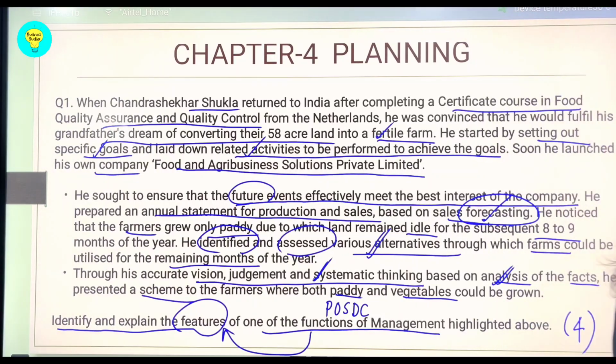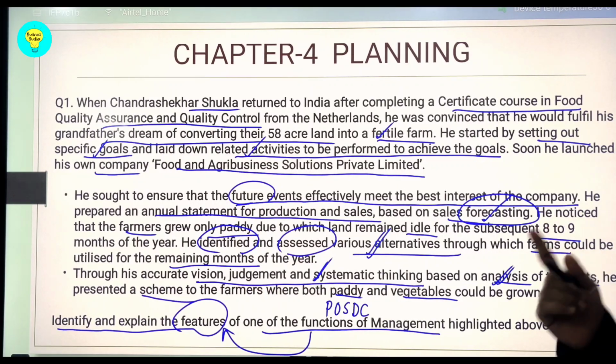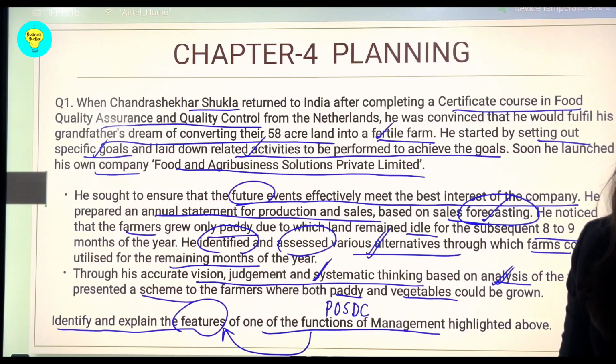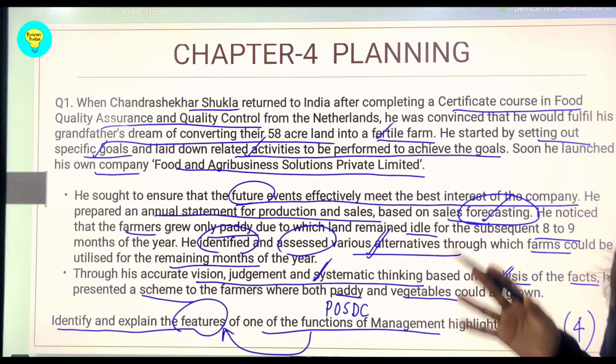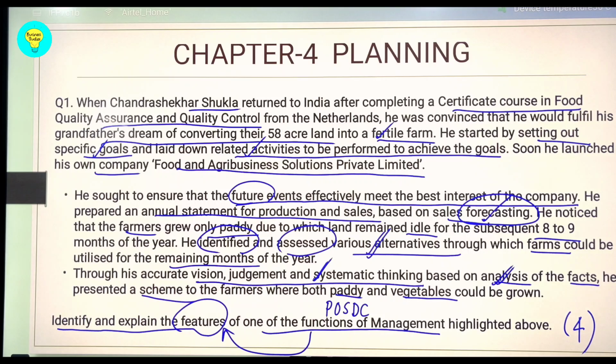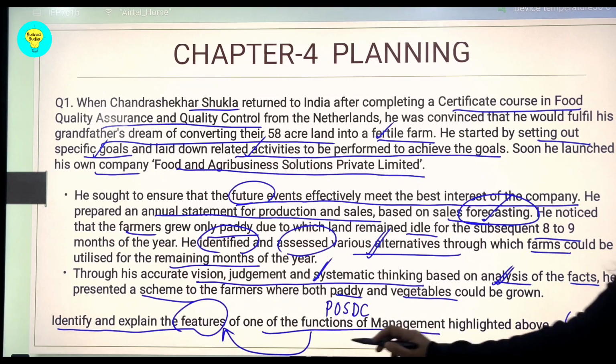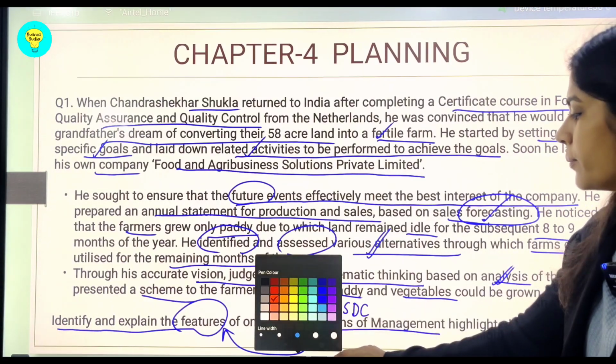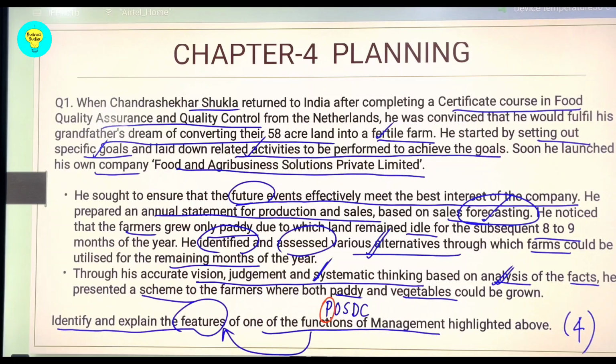So you see, almost all the steps of planning have been covered here, starting from setting of objectives to development of planning premises, then identifying those alternatives, evaluating them, selecting the best one, and finally implementing with a scheme of action, and later on follow up will also be taken up. So it is clearly, we can say, out of these 5, it's the process of planning, P. And now we are supposed to explain its features.